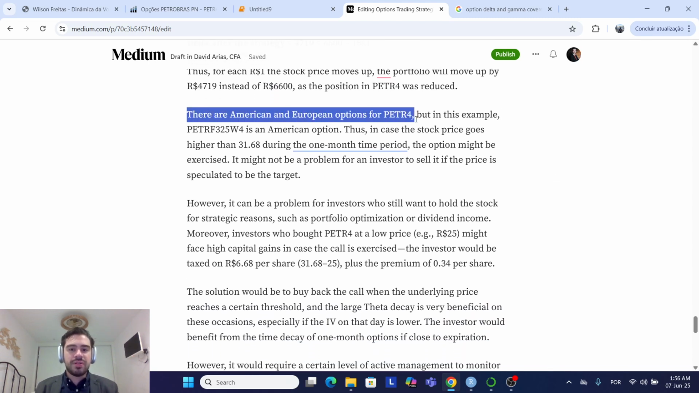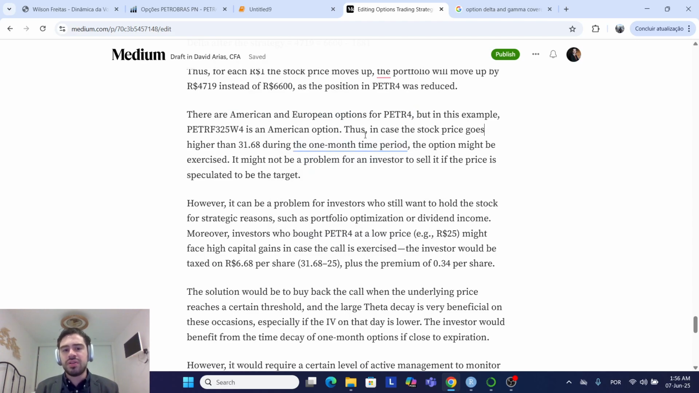What happens with Petrobras is that with Brazilian stock options, you have American and European options. But in this example, this is an American option. We use the Black-Scholes method to calculate the IV. It's not ideal, but we are making one assumption here. Since it's an American option, it can be exercised on any day.